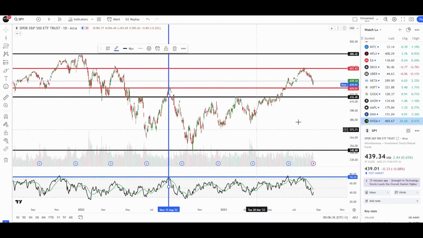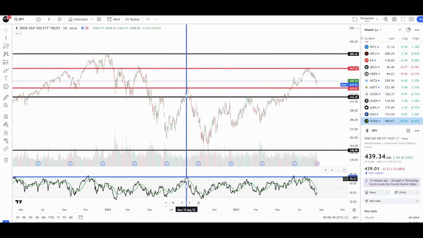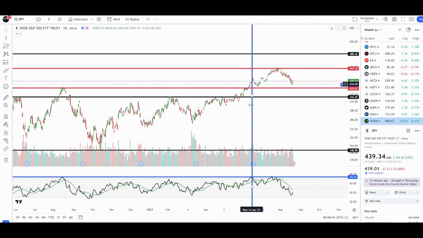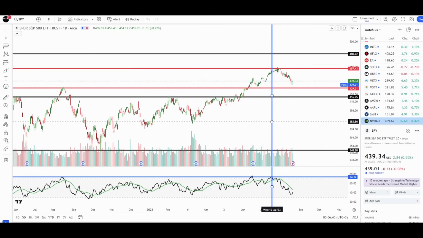Let's put one here. Why is this level important? Well, we had rejection at this level. Drag it again. What happened? We had the rejection at that level. Let's drag it again. Boom. Yes, we had another rejection at that level, a double top, lower high on the RSI.